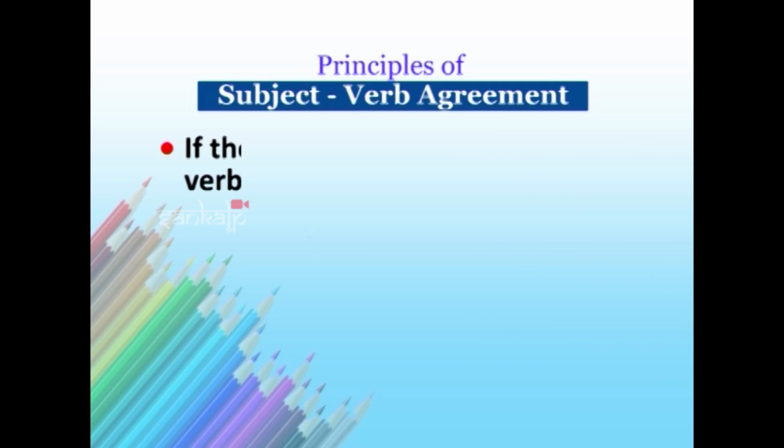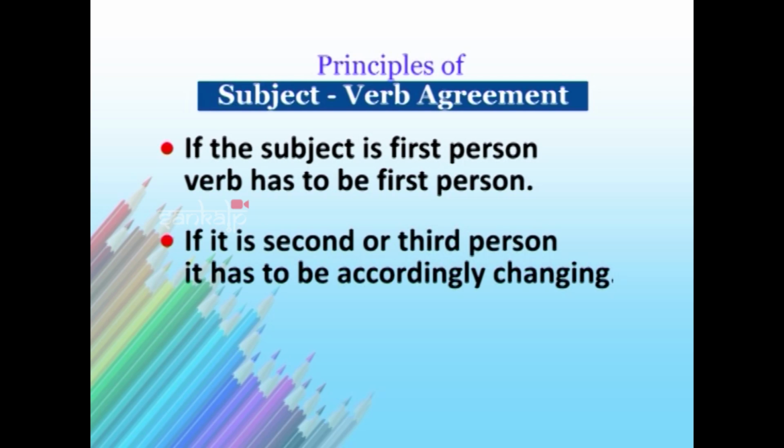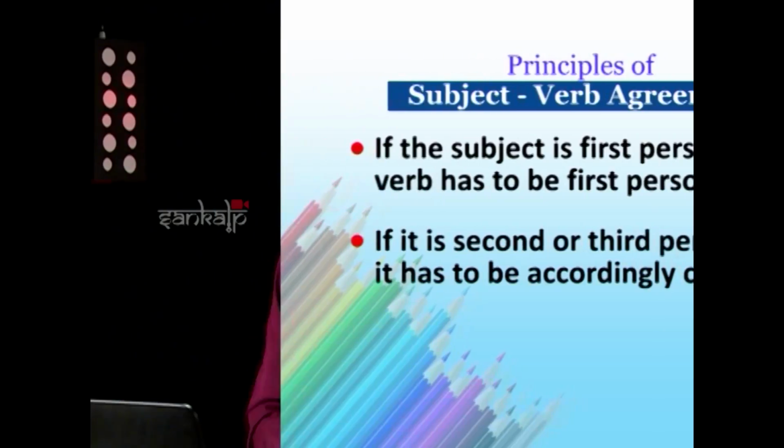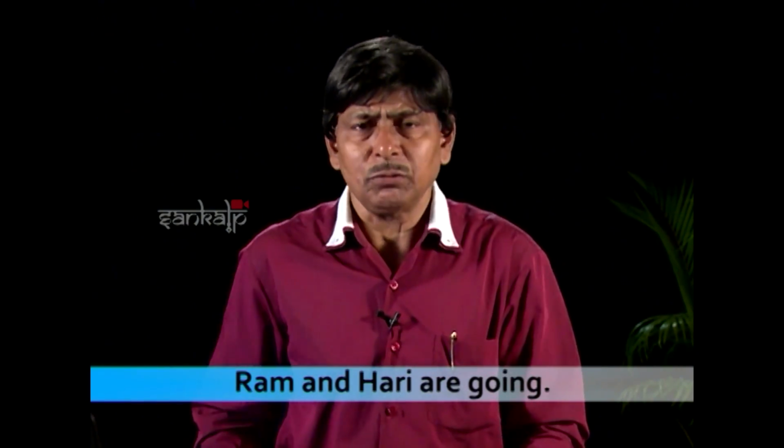Likewise, if our subject is first person, verb has to be first person. And if it is second or third person, it has to change accordingly. Say for subject-verb agreement, the first rule, there is nothing to confuse as far as the names are concerned. Like when I say, suppose Ram and Hari. Ram and Hari are two persons you came to know because two different names. Ram and Hari are going, we will say.